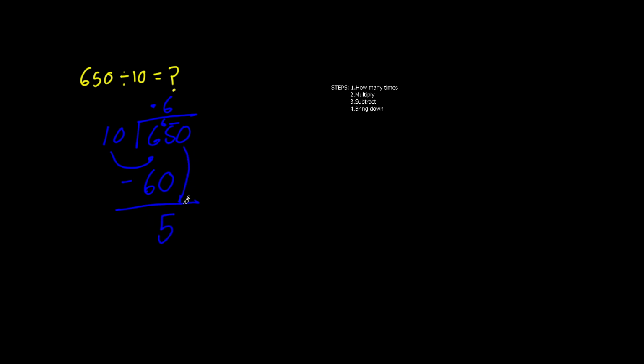We bring down that 0, and this is now 50. 10 can go into 50 at least 5 times, right? And 10 times 5 will give us 50. Subtract, and I'll end up with 0. Therefore, our final answer is 65, remainder 0.